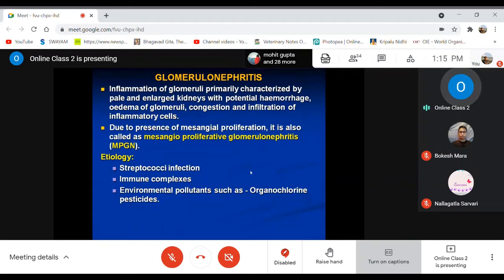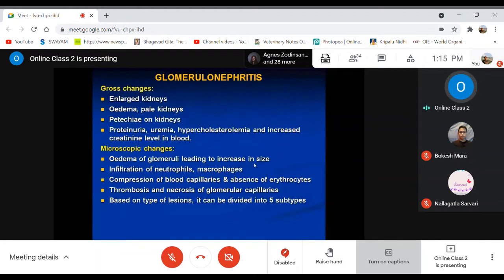Okay, and this kind of inflammation, where the glomeruli are mostly affected, can be caused by streptococcal infections, formation of immune complexes, then environmental pollutants such as chlorine, pesticides, and all this, right? And if you see these affected kidneys grossly, they will be much enlarged. They will be edematous and pale in color, and there may be some petechial hemorrhages on the renal cortex.